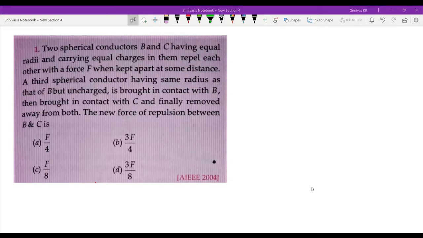Hello everyone. So today we will do another problem on the same chapter, that is electric field. Okay. So let us go to the first question.